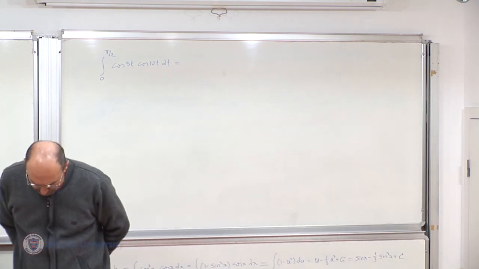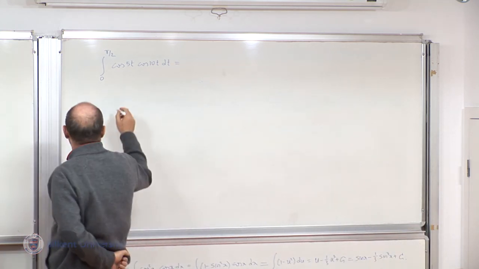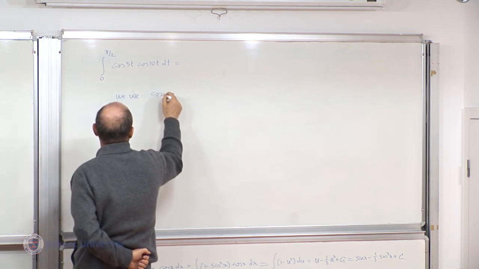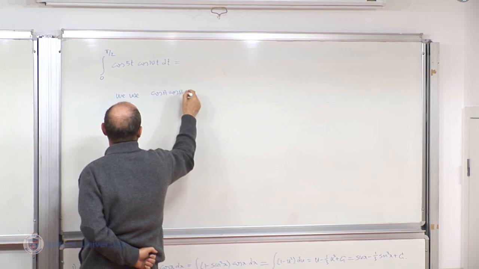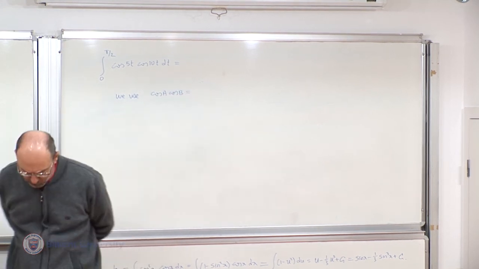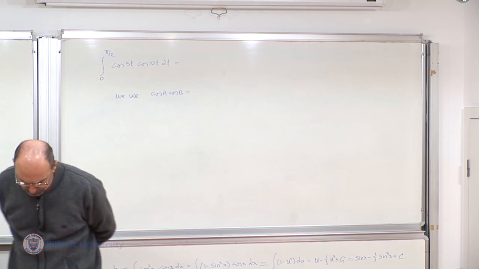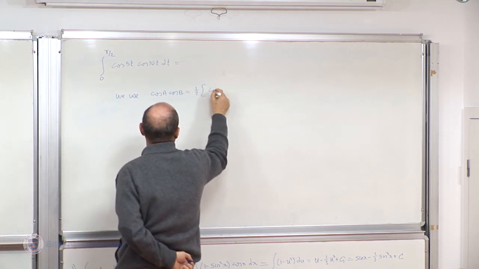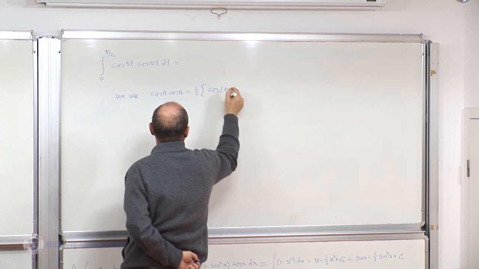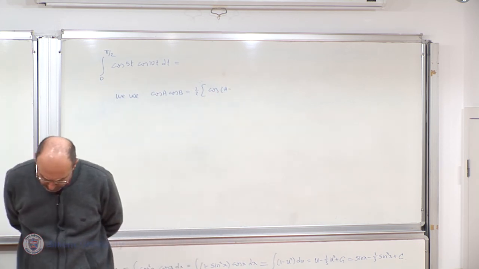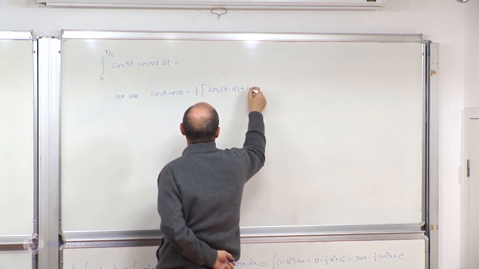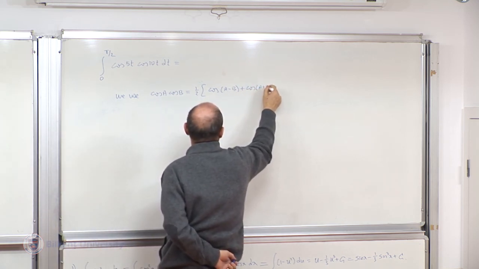The formula in the book for cosine is, so we use cosine A cosine B equals, let's see what the book says, 1 over 2 cosine A minus B. Or is the minus first? Yes, A minus. With cosines, it's always the wrong order, plus cosine A plus B.